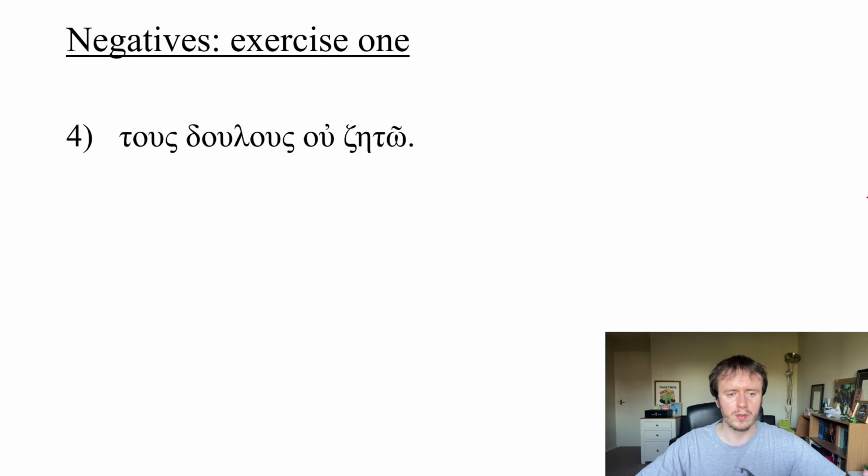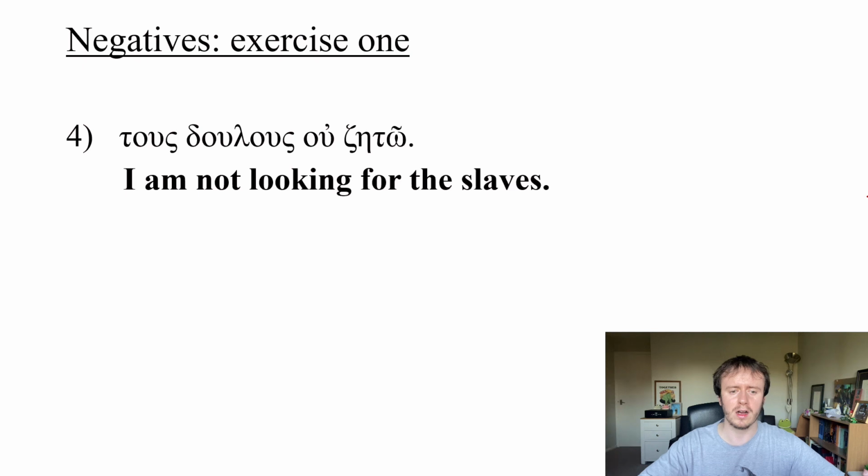Number 4 was tous doulous ou zētō. This should have been translated as I am not looking for the slaves, or I am not seeking the slaves. Or I do not look for the slaves, I do not seek the slaves. Any of those would have been fine. We know that it means this because tous doulous is accusative plural, as indicated by the masculine accusative plural definite article tous. And then at the end we had ou zētō. Ou means not, and zētō is I seek, I am seeking, I look for, or I am looking for.